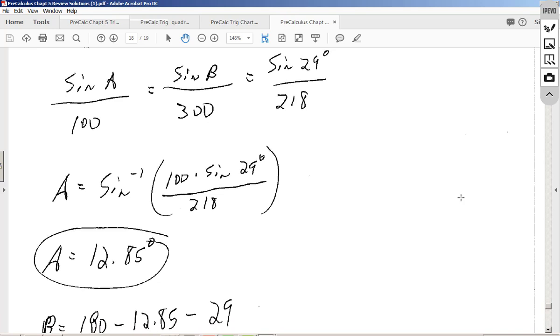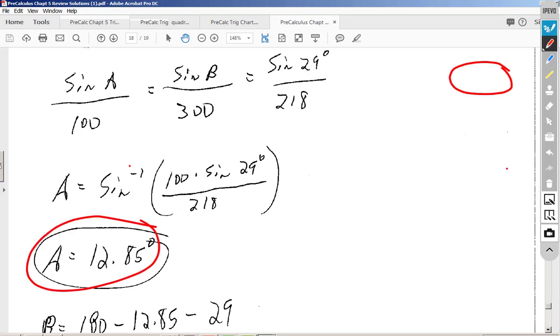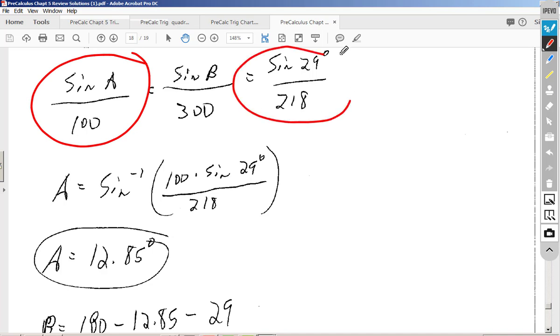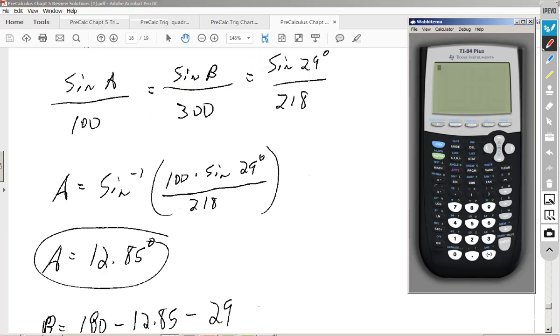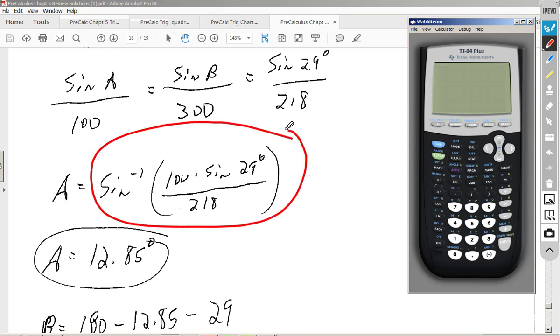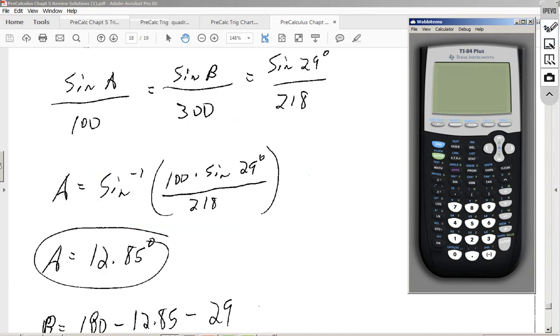Now that I've done that, I can find the sine of A by multiplying. Notice you can match up whichever proportions you want. I'm just going to match up that proportion and multiply, and remember, since I am finding my angle, that would be the sine inverse of 100 times the sine of 29 degrees all over 218. So just take your calculator, and this is what we're putting in. We've got the sine inverse, so hit second and hit your sine inverse.